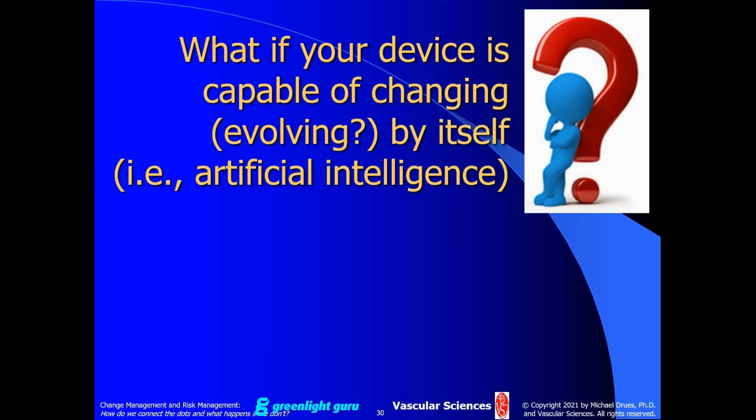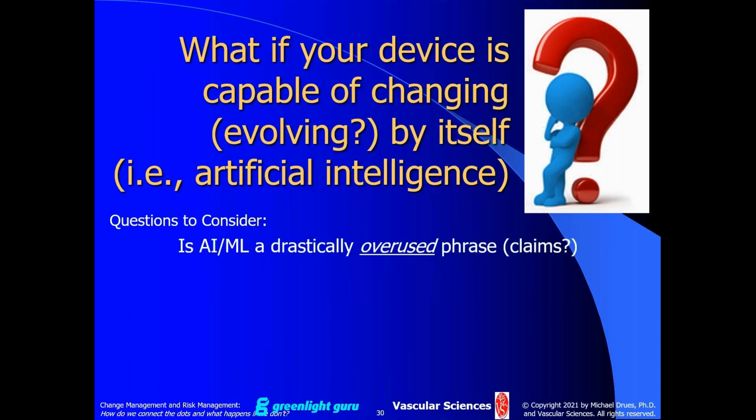What if the device itself is capable of changing, or as I like to say, evolving, without any help from you as the manufacturer or from the outside world? This is the essence of what I call true artificial intelligence. Now, this is a topic totally in and of itself, and we could easily do a webinar, probably multiple webinars, on artificial intelligence and machine learning. But just a couple of questions that I'd throw out there for the audience to ruminate over. First of all, is artificial intelligence and machine learning a drastically overused phrase? In my opinion, absolutely yes.